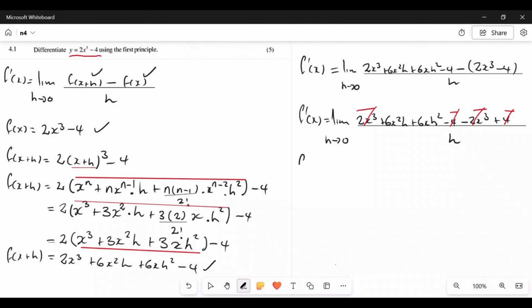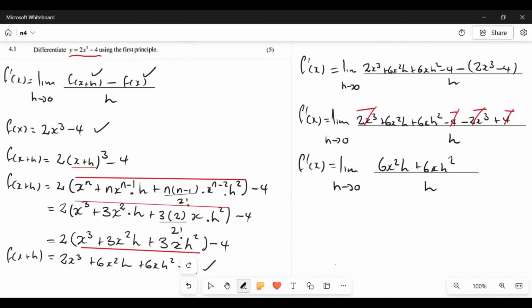So let's write f prime of x equal to the limit as h approaches 0. We're left with 6x squared h plus 6x h squared, all divided by h. Guys, to check whether you did the right thing on this step, you must only be left with terms that contain h. If you have a term that does not contain h, you have made a mistake somewhere. Go and double check, especially here. You probably forgot to put the brackets there.